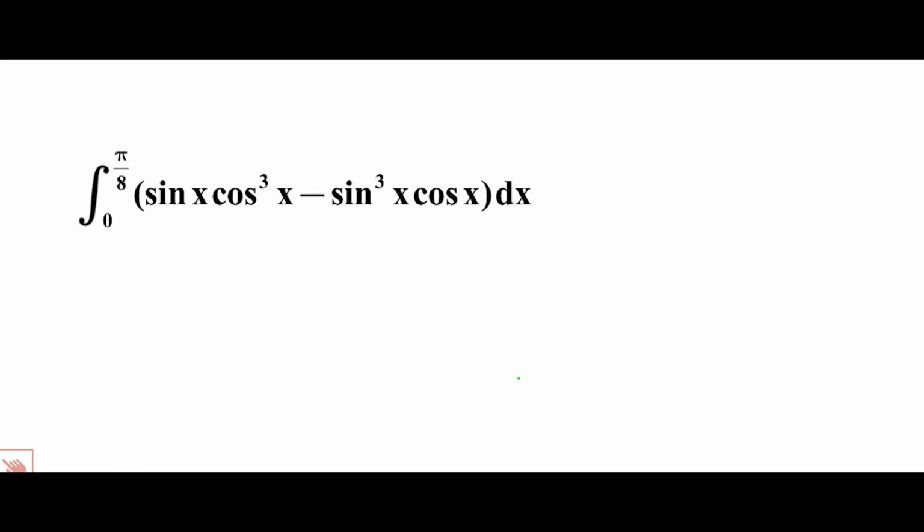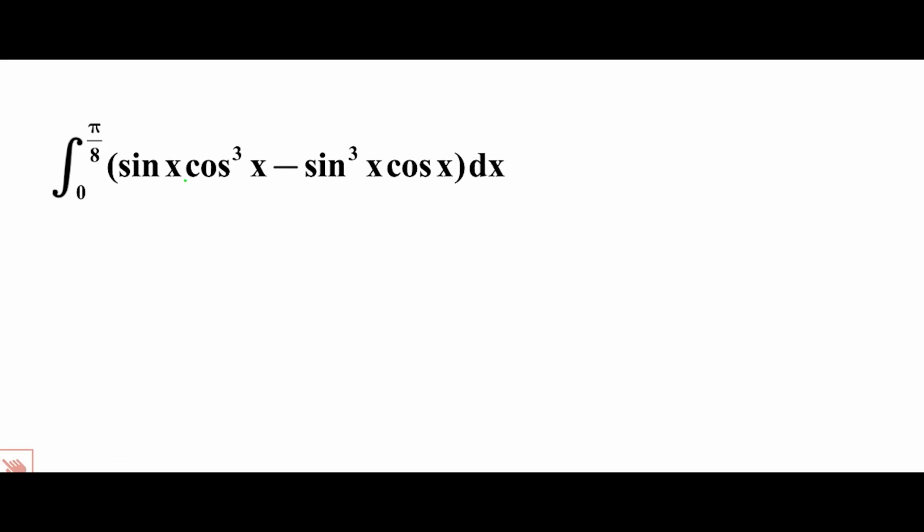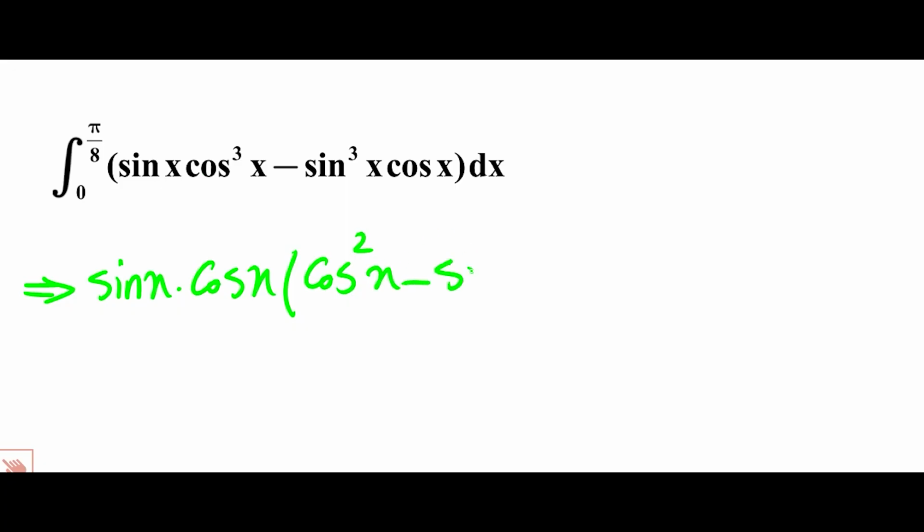Number 2, the integral of sine of x times cosine cubed x minus sine cubed x times cosine of x dx. First factor out sine of x cosine of x, meaning sine of x times cosine of x times cosine squared x minus sine squared x.